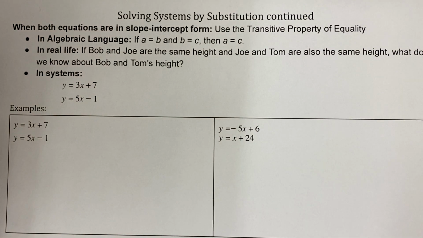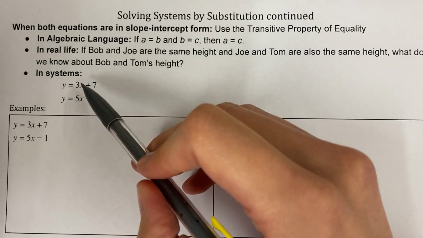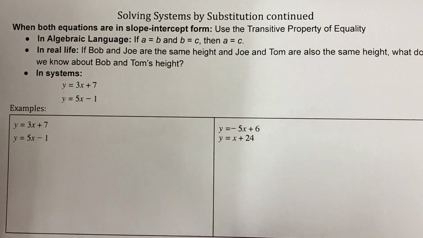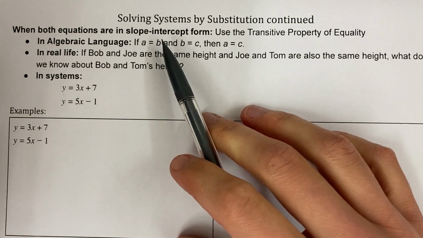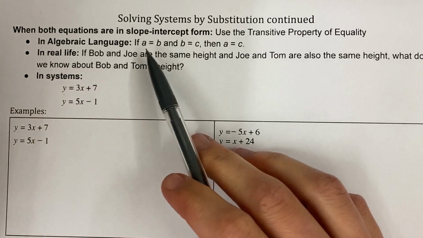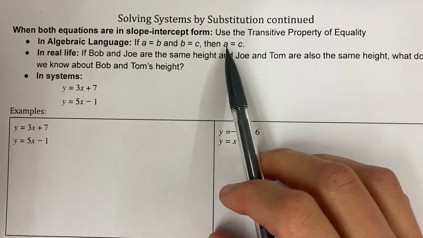This is a different kind of substitution. It's still substitution. We're still going to take an expression and substitute it for a variable, right? So we're still going to do that. But we're going to use something called the transitive property of equality, okay? And basically what it says is that if A equals B and B equals C, then A equals C.